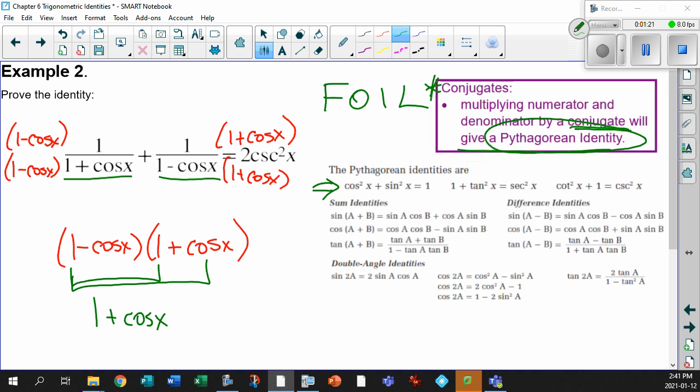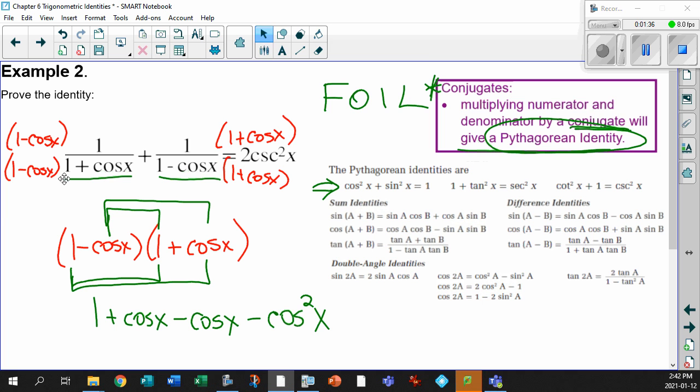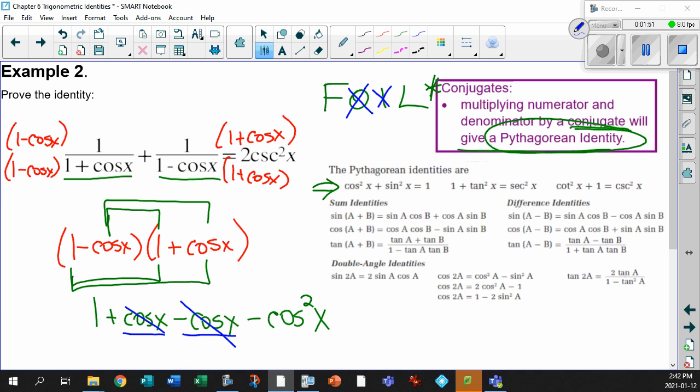But here's the beauty of multiplying by conjugates. Watch this. Minus cos x times 1 will give you minus cos x. And then finally, this will give you minus cos squared x. This is based on that difference of squares idea. But do you notice something? These guys will always cancel. That's the whole idea behind conjugates. The whole idea behind conjugates is get rid of the O and I in FOIL.